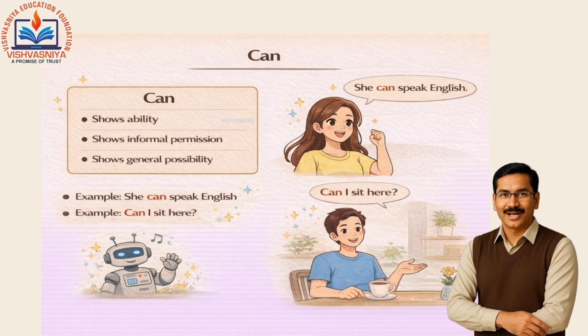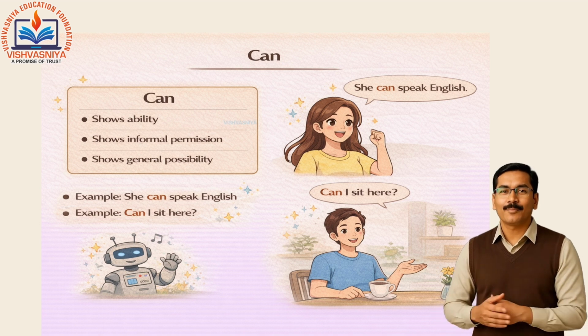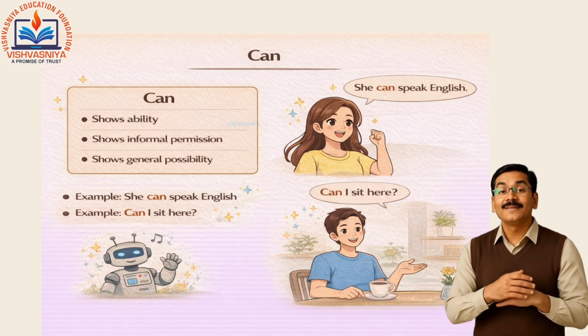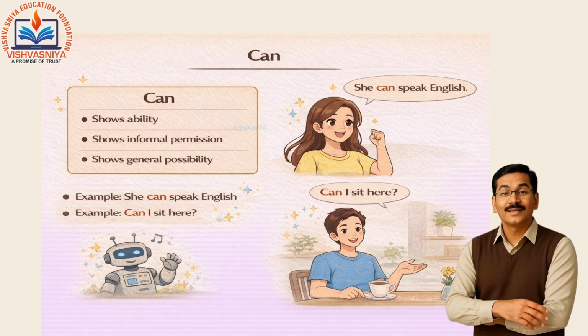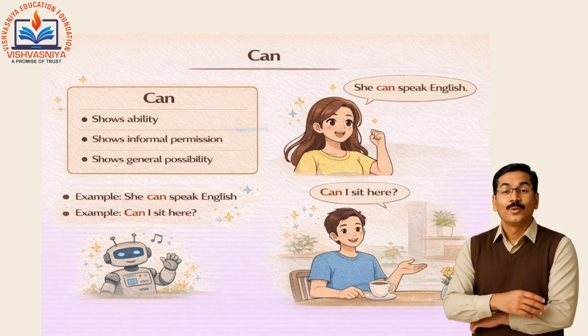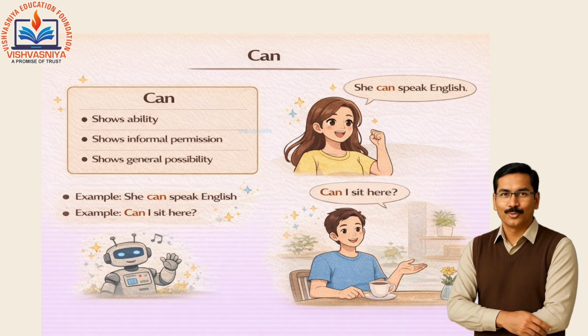The modal verb can is used to express ability, permission, and possibility. We use can to talk about what someone is able to do. For example, she can speak English. We also use can to ask or give permission in an informal way, such as can I sit here? Sometimes it can show general possibilities like anyone can make mistakes.